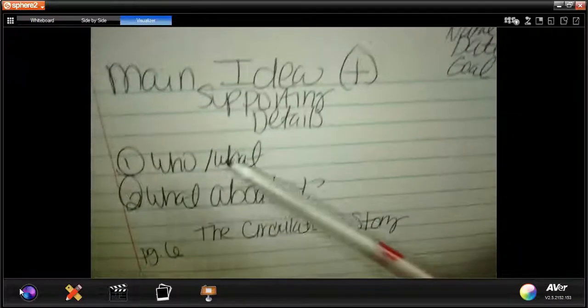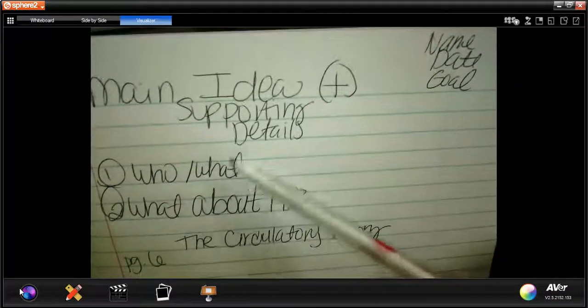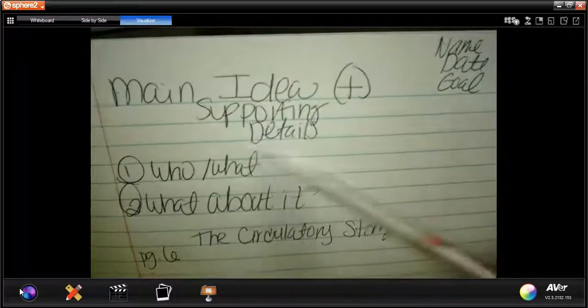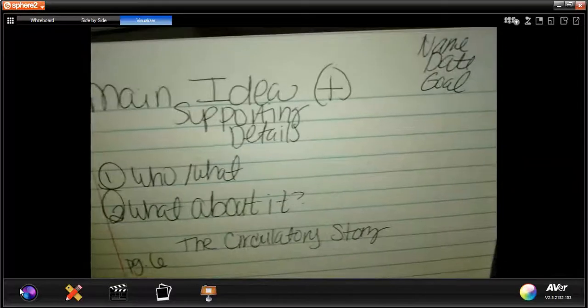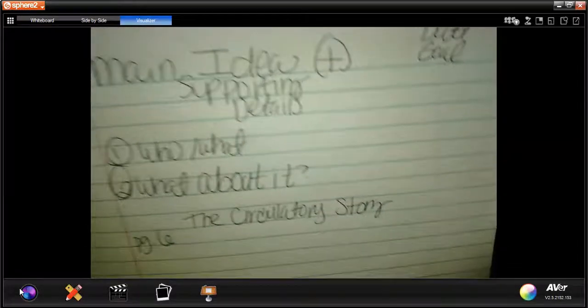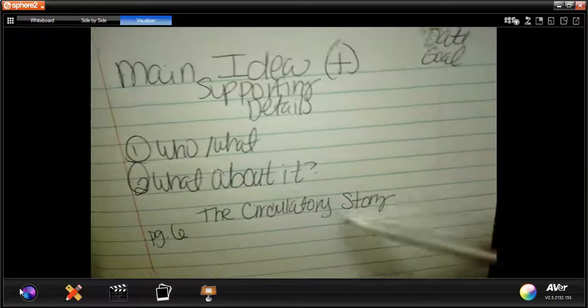And I went ahead and rewrote here the 2 main questions that are going to help me guide myself through finding the main idea and the supporting details. So number 1, who or what, and what about it? Don't forget to put the name of the selection that we're reading.